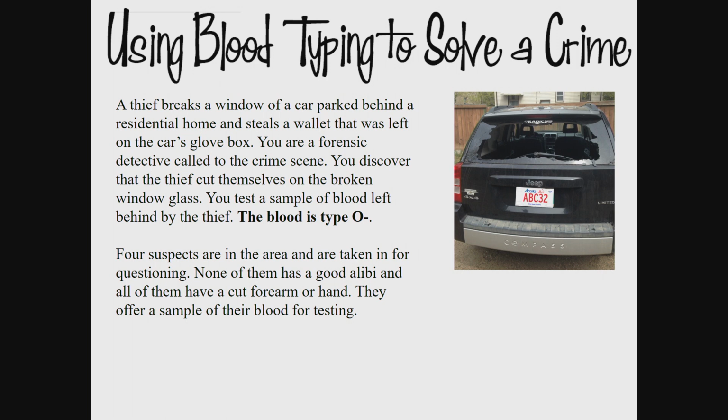You discover that the thief cut themselves on the broken window glass. You test a sample of blood left behind by the thief. The blood is type O negative. 4 suspects are in the area and are taken in for questioning. None of them has a good alibi, and all of them have a cut forearm or hand. They offer a sample of their blood for testing.